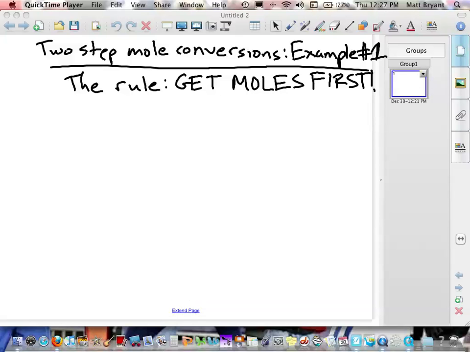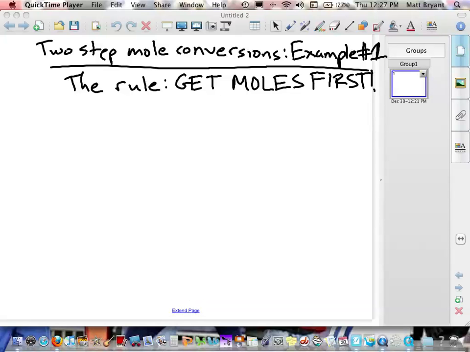Now, the trick here is that you're going to have a situation where you don't have one conversion that you can make. For instance, you don't know, and don't try to tell me that you know, the number of grams in a liter of carbon dioxide. It's just not going to happen. You could figure it out, but you really don't want to get into that. So, sometimes you're not going to be able to convert directly in one step.